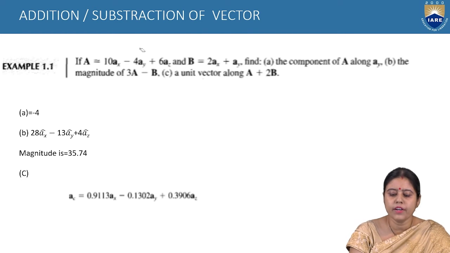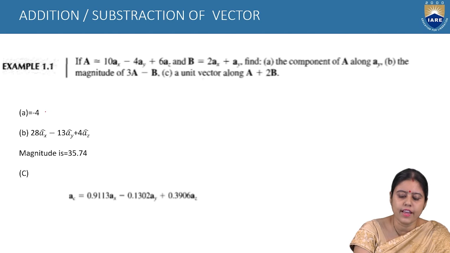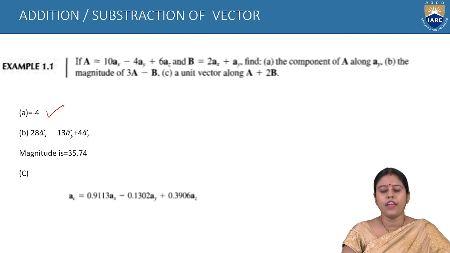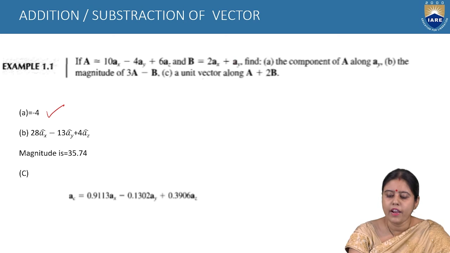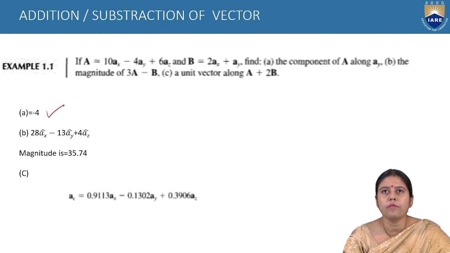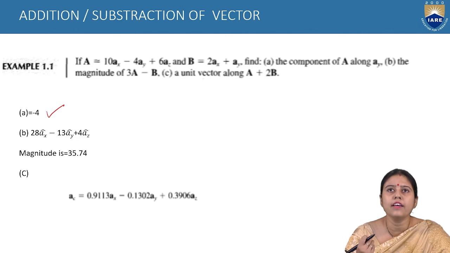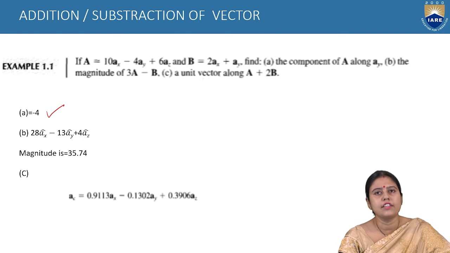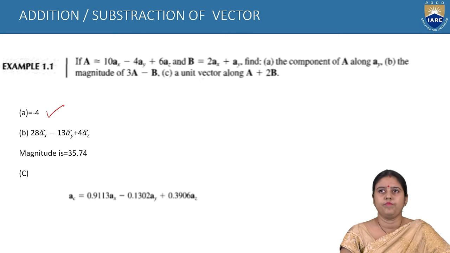So what is the component? The value of AY of A. According to AY, it is minus 4. So the first answer is minus 4. If we ask, what is the component of B along AY? The value will be 1. If the question is, what will be the component of A along AZ? Along AZ means the value is 6. So this is the component of a vector along any axis.